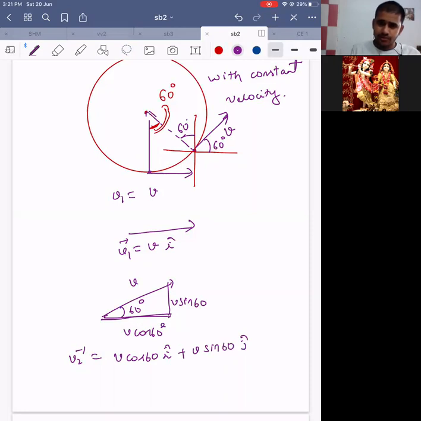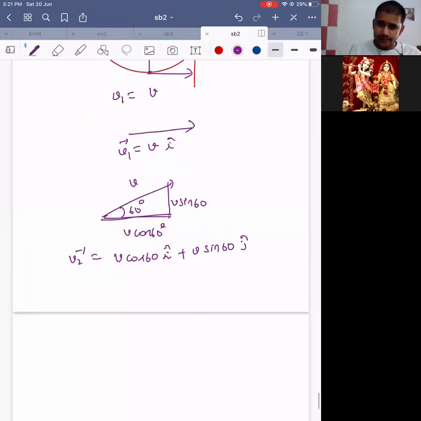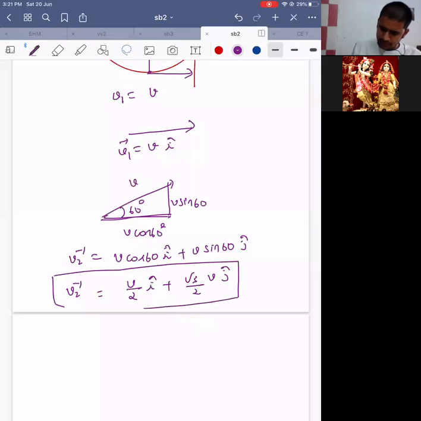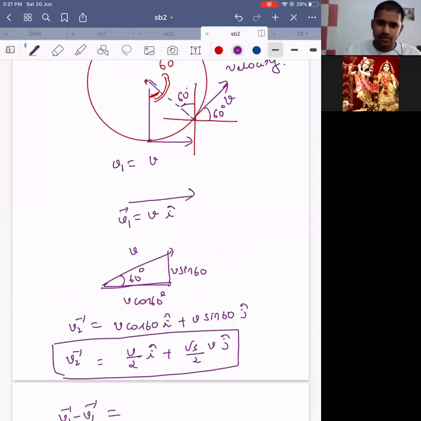Cos 60 is equal to 1 upon 2, so V upon 2 i cap, plus sin 60 is root 3 upon 2, so root 3 upon 2 V j cap. This is V2 bar. Now V2 bar minus V1 bar, this is what the subtraction is. V2 bar minus V1 bar, if you do, not understood.